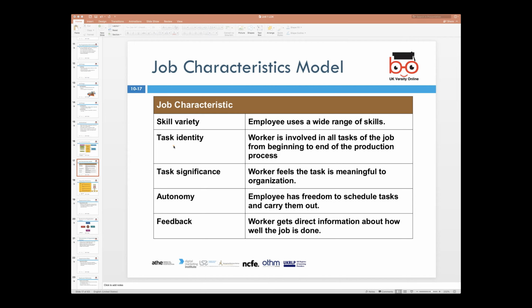Task significance is how the worker actually feels in the organization. When you work and deliver something as an objective, as a responsibility, you feel proud about it. Do you feel that the work I do on a day-to-day basis contributes towards the overall objective achievement of the organization? Do you feel valued as a worker? How important do you feel your work is in the organization?